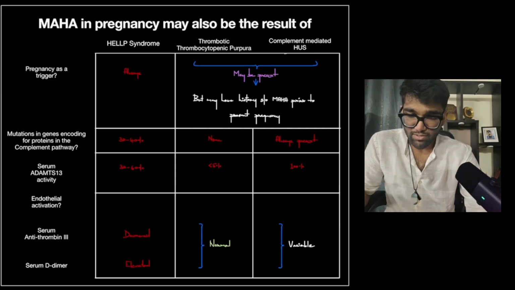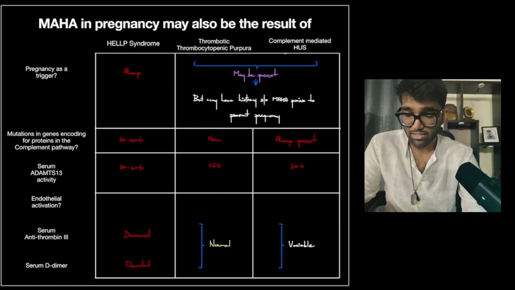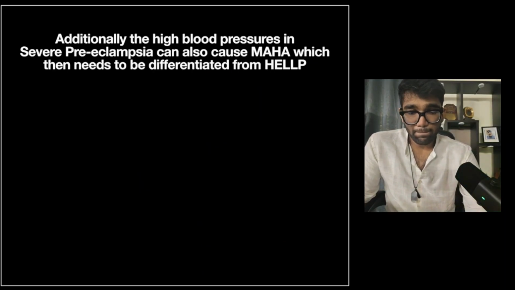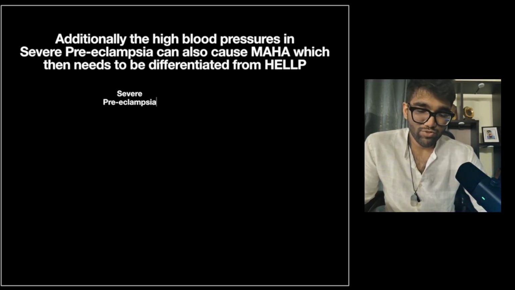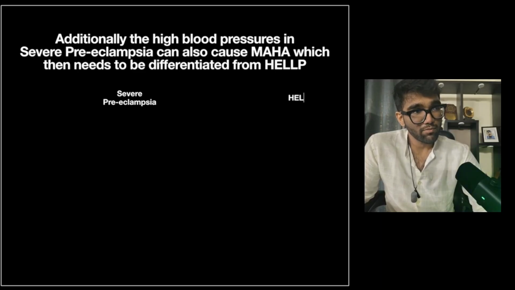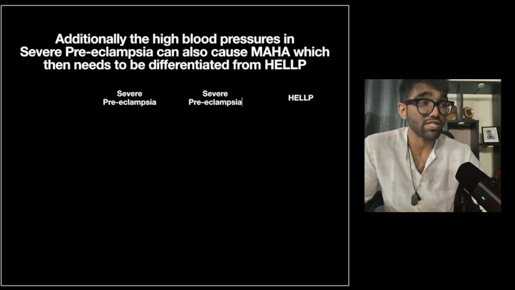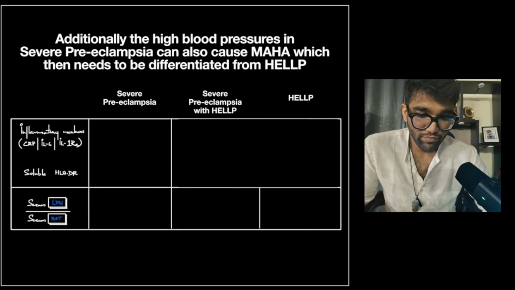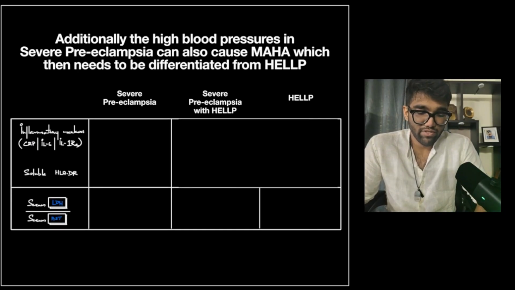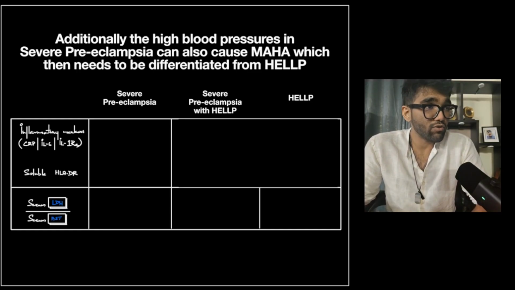Okay. So this is a very important table to understand. This is directly from Harrison 22nd edition. Now, the thing is, HELP occurs in patients with severe preeclampsia, and so we have patients who have just severe preeclampsia, we have patients with HELP with severe preeclampsia, and we have patients who have just HELP. So how do you differentiate between the three? For that, what we do is we look for inflammatory markers and we look at the ratio of serum LDH to serum AST.